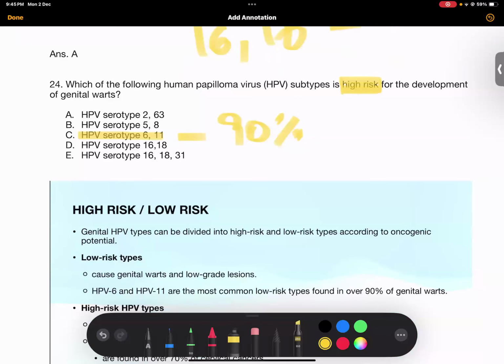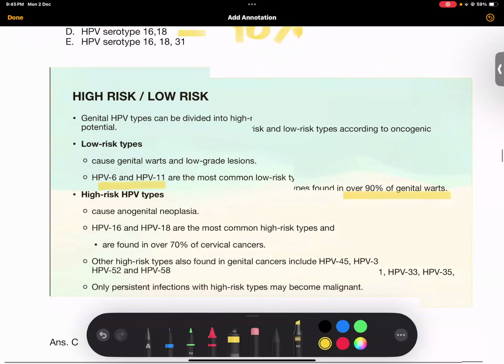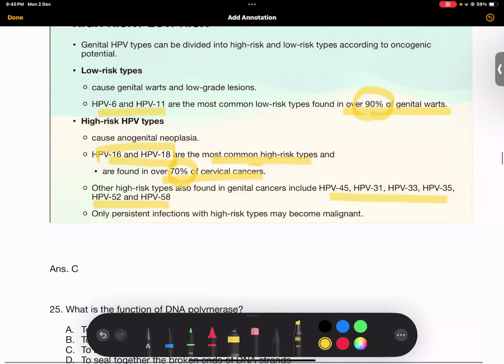So these low risk types, 6 and 11, are found in 90% of warts, and 16 and 18 are actually the most common high risk types, found in over 70% of cervical cancer. These two percentages are important. Low risk types cause warts in 90%, and of the high risk types, just 16 and 18 cause 70%. Other high risk types are also present, but you don't need to remember all of those.